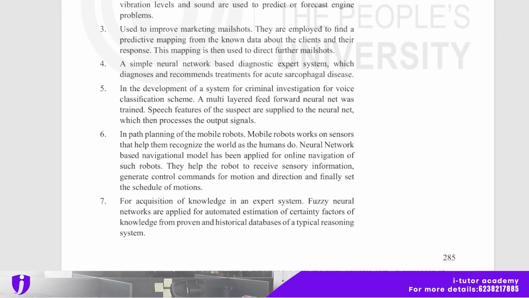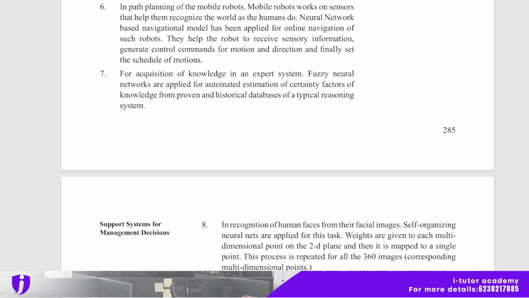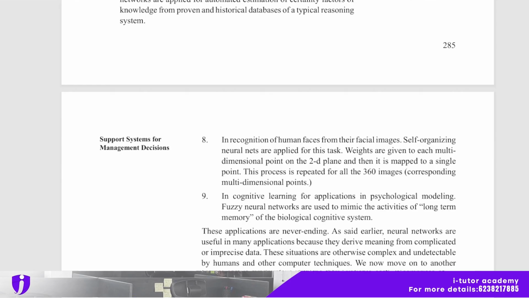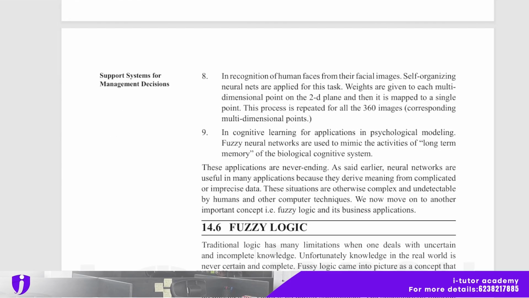For acquisition of knowledge in an expert system, fuzzy neural networks are applied for automated estimation of certainty factors of knowledge from proven and historical database of a typical reasoning system. And next is in recognition of human faces from their facial image, and self-organizing neural nets are applied for this task. Weights are given to each multi-dimensional point on the 2D plane, and then it is mapped to a single point.